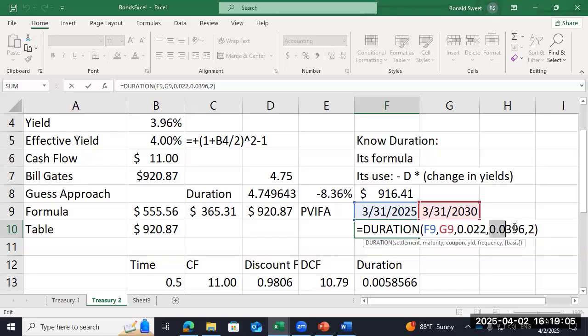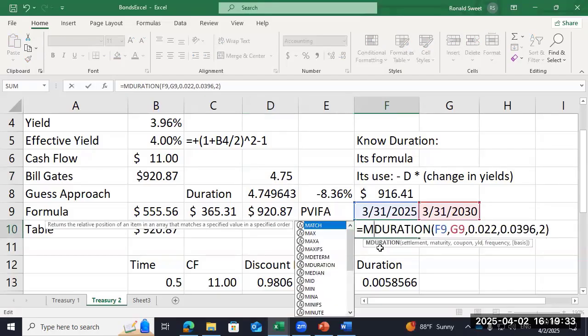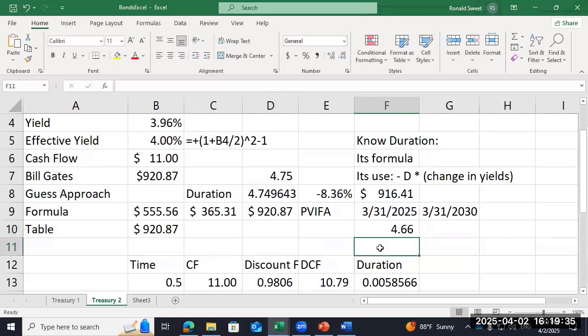The next one is the yield. And you do it annually. So if the coupon is 2.2, you do 2.2. You don't divide by 2. If the yield is 3.96, you enter that. And this last one tells you whether it's semi-annual or annual or whatever. And look what number they got. Does that look familiar? That's the same duration I got. So they have a duration function. If you do M, that's modified duration. It's going to be a little bit lower. You take Macaulay duration and divide by 1 plus the yield, you get a slightly lower number.